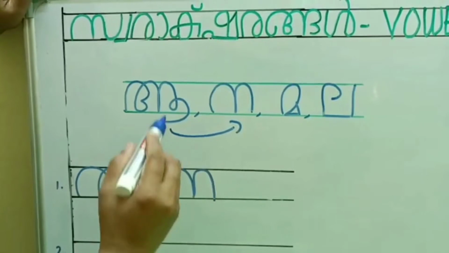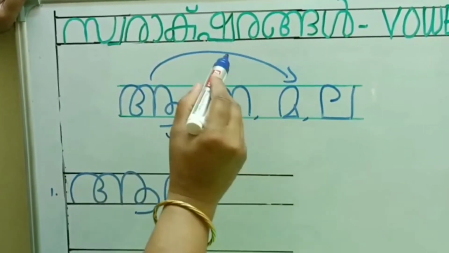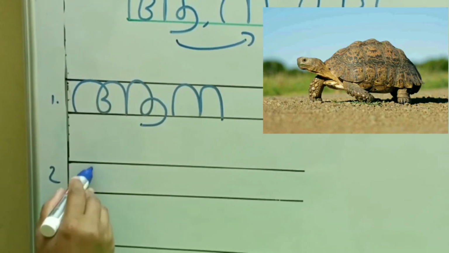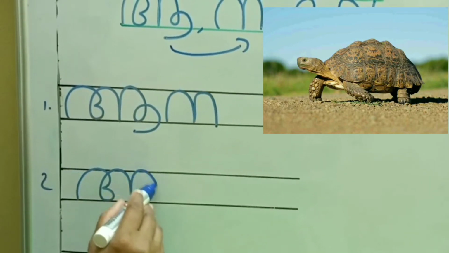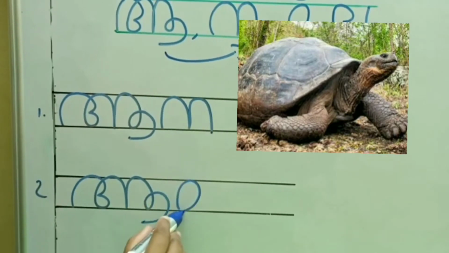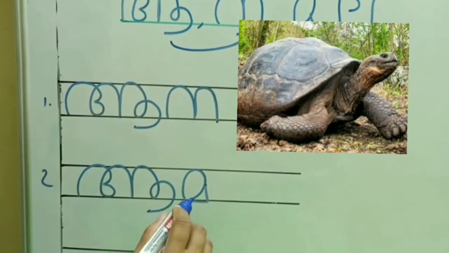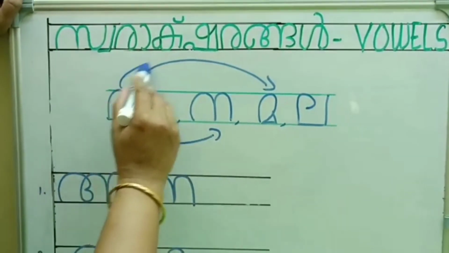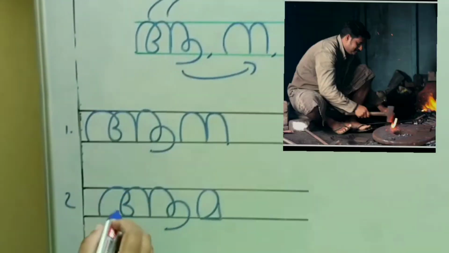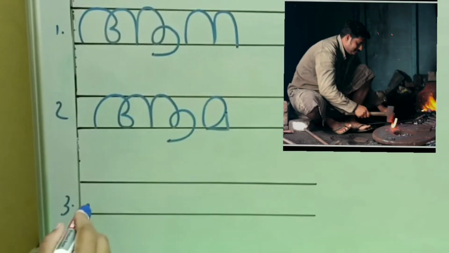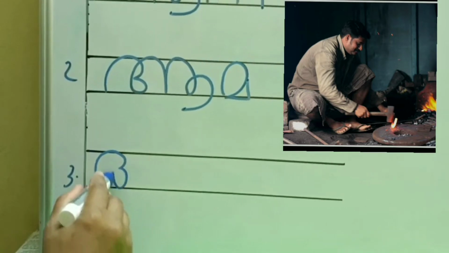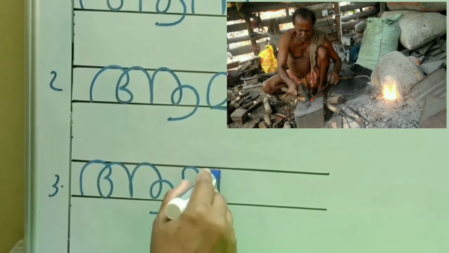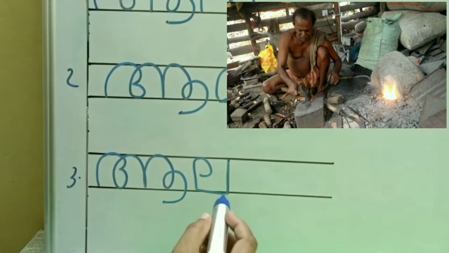Second one, A and Ma, Ama. Ama means a tortoise. Third word, A and La, Ala. Ala means a blacksmith's workshop.